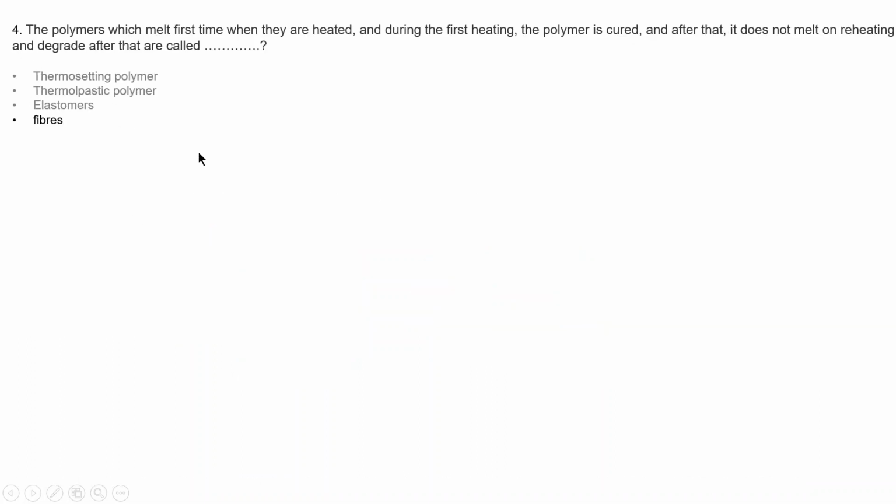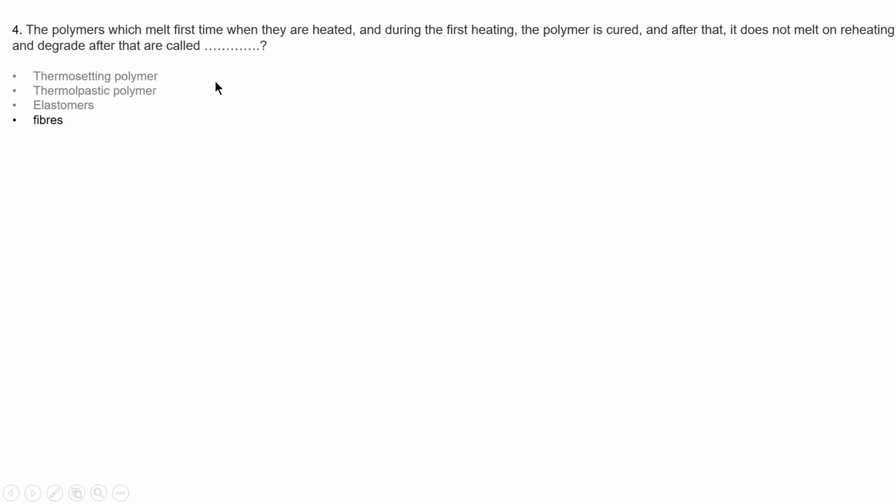Next is the polymers which melt first time when they are heated, and during the first heating, the polymer is cured, and after that, it does not melt on reheating and degrades after that is called melt. So there are different polymers. There are two kinds of polymers basically, the first kind of polymer is called the thermosetting polymer, and the second is thermoplastic polymer. Now, what does thermosetting mean?